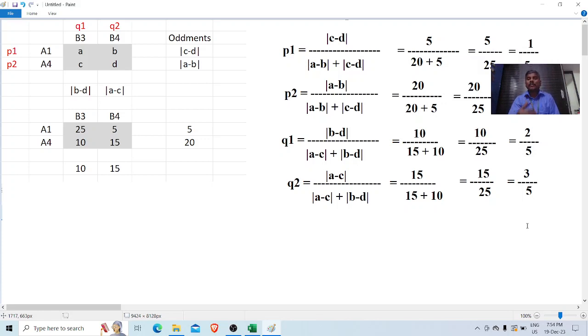That is, firm A must use the first strategy with a probability of 1 by 5, and the second, the A4 strategy, with 4 by 5. And firm B must use the first strategy, that is the B3 strategy, with a probability of 2 by 5, and the B4 strategy with 3 by 5.